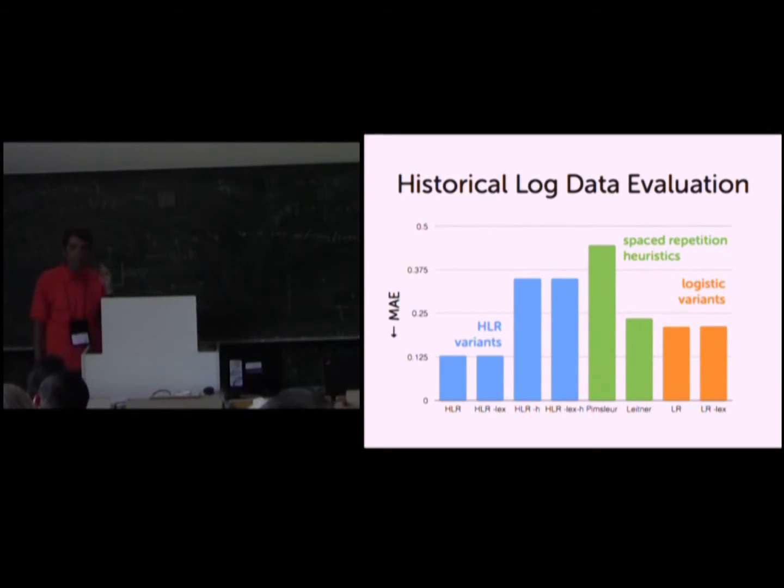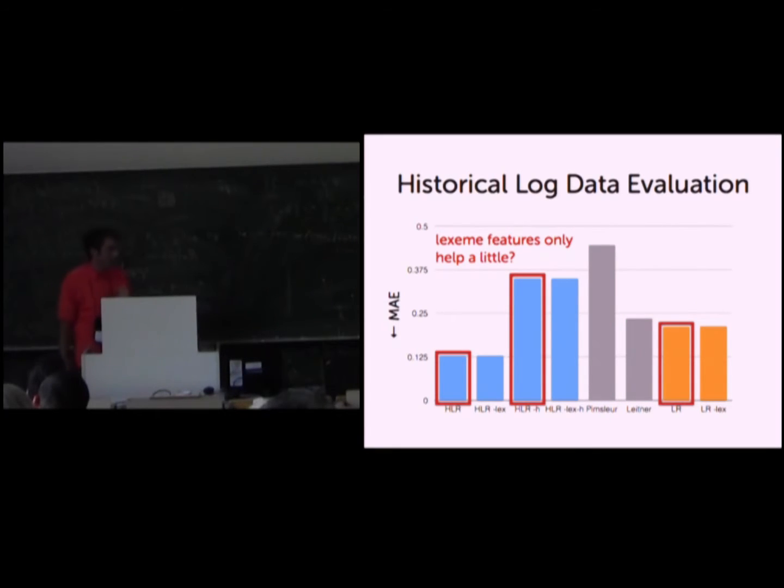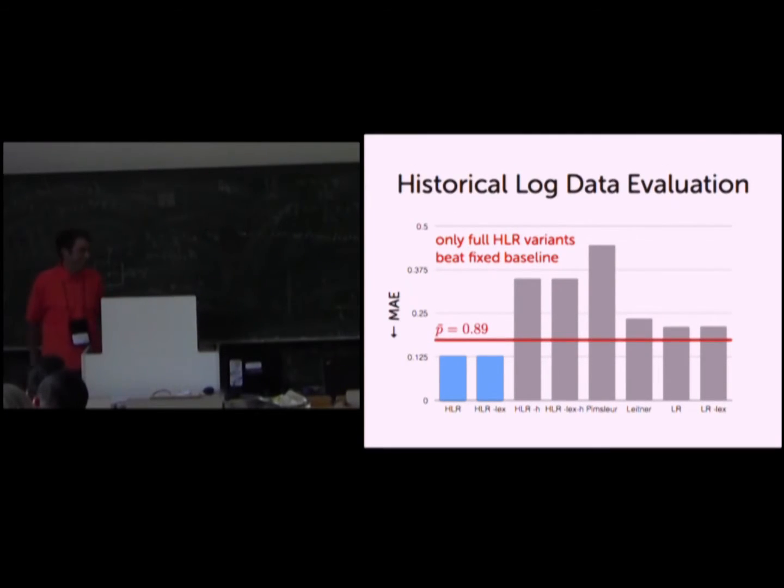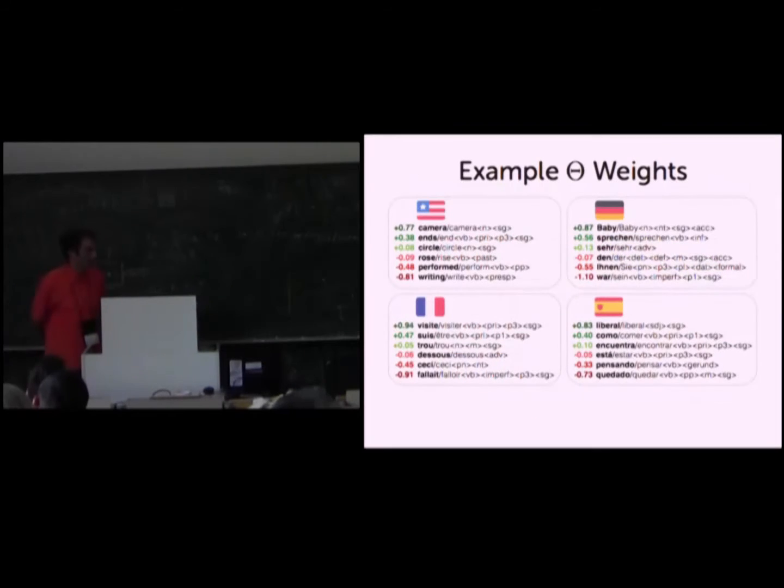Okay, so here is the error based on the recall probabilities. One thing that's interesting is that the models, if you take out all the features for the actual lexemes, the actual words involved, adding the lexemes doesn't help a lot. Another takeaway is that the half-life term is very important. It is the only approach that beats sort of a point estimate baseline. So the half-life regression works, and it's the only thing that works better than a really simplistic baseline. And there are lots more results in the paper.